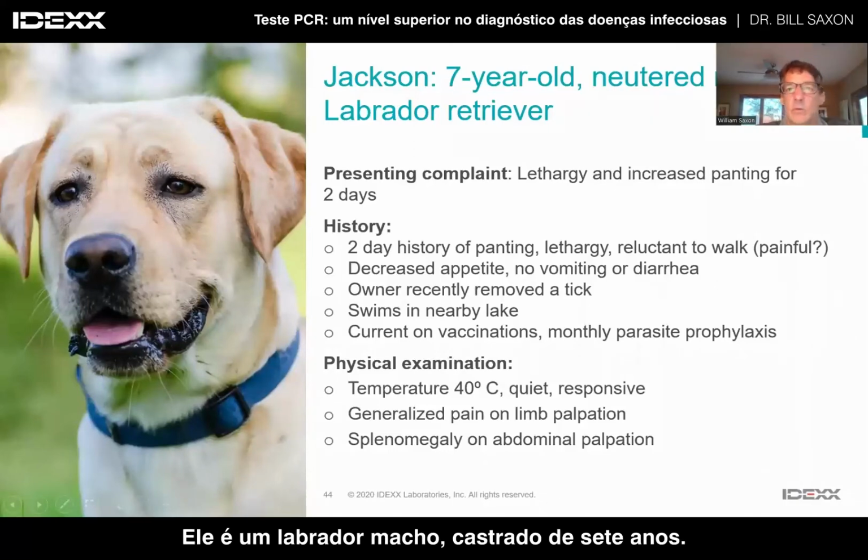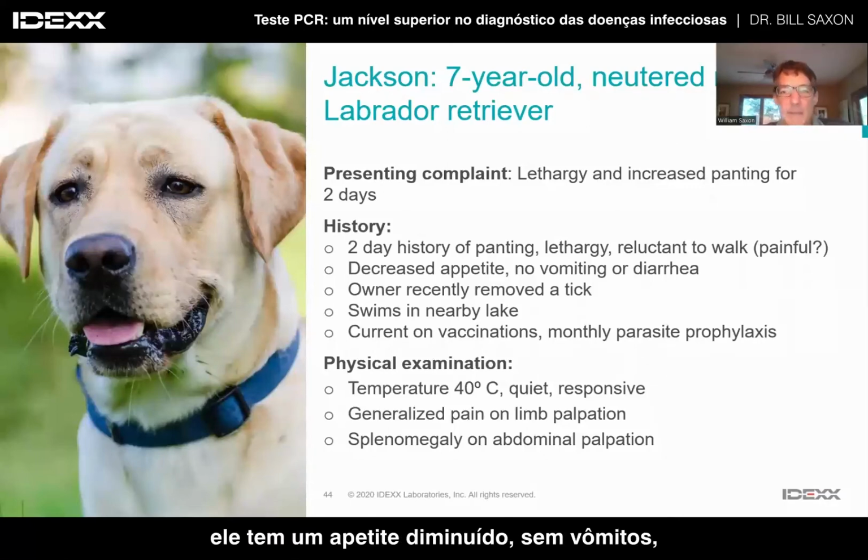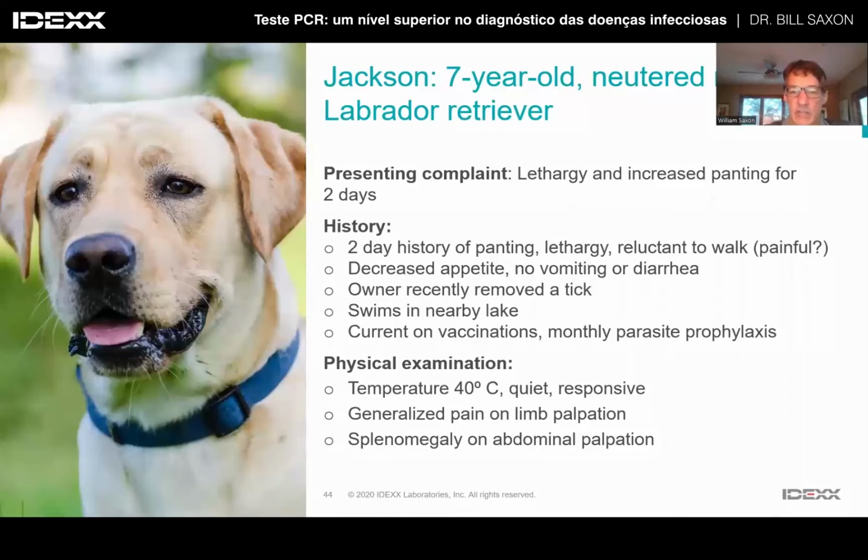So we have Jackson here. Jackson's a 7-year-old neutered male lab. He comes in with a complaint of lethargy and panting for 2 days, so acute presentation. In addition to those findings, he's got a decreased appetite, no vomiting or diarrhea, recent exposure to a tick, swims in a nearby lake, otherwise in pretty good shape.